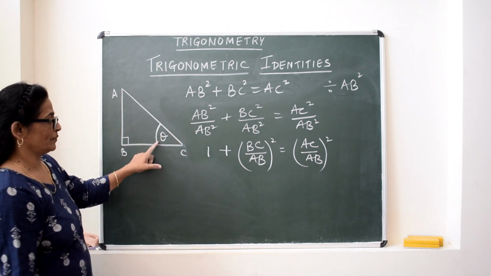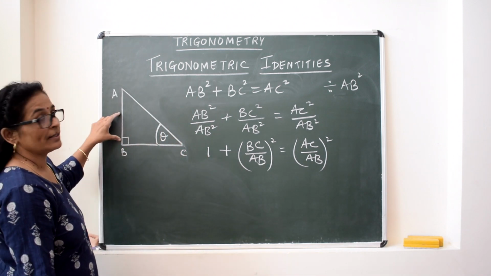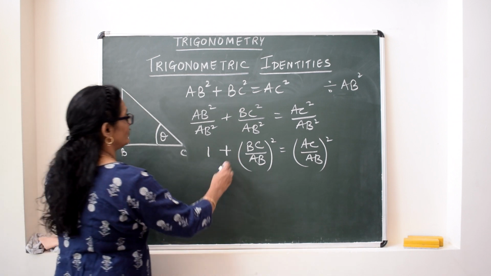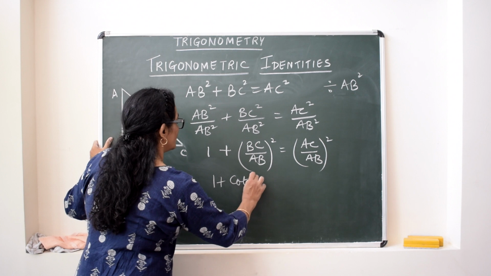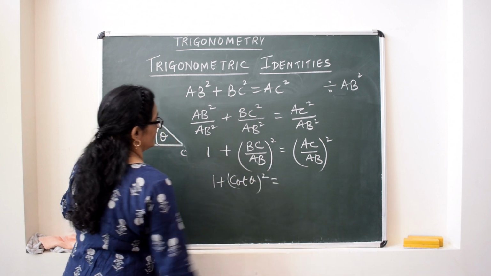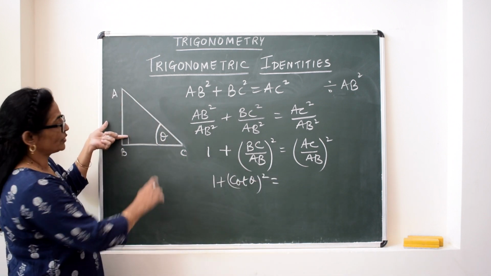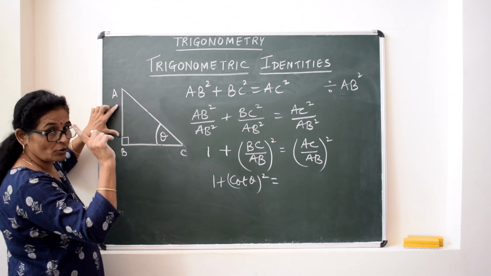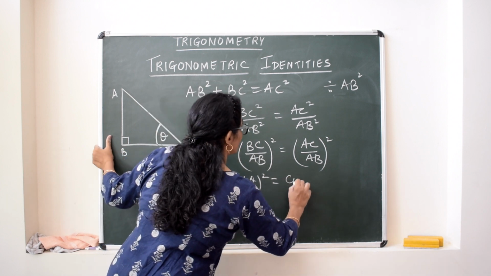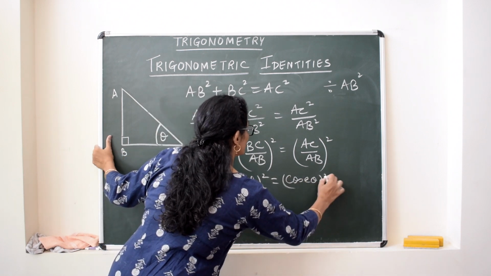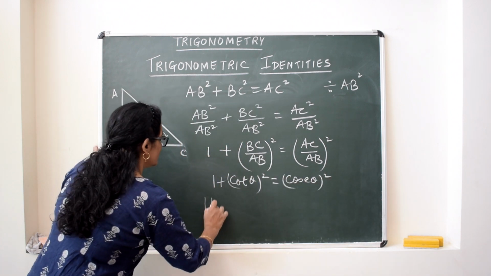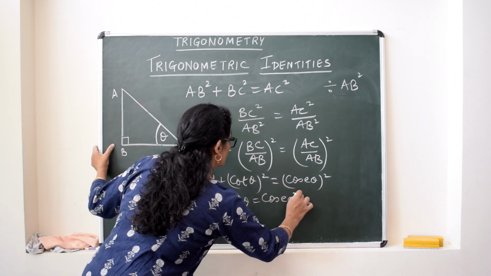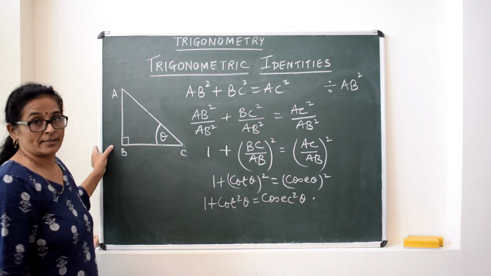Now for this theta, BC by AB is the base upon perpendicular. So that will be cot theta. And AC by AB: for theta, AC is hypotenuse and AB is the side opposite or perpendicular. So that is cosec. So the identity is 1 plus cot squared theta is equal to cosec squared theta.